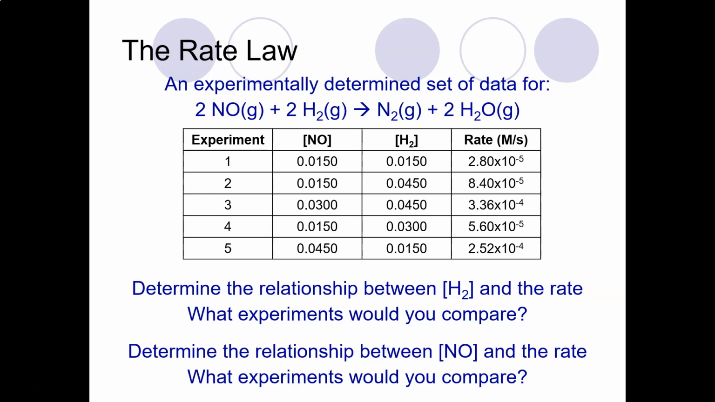So what I would like you to do is hit pause and try to do those 4 things. Choose your experiments and find the order for hydrogen. Choose your experiments and find the order for nitrogen monoxide. Write it as a rate law and then solve for K. Once you're finished, hit play and we'll go through this together.